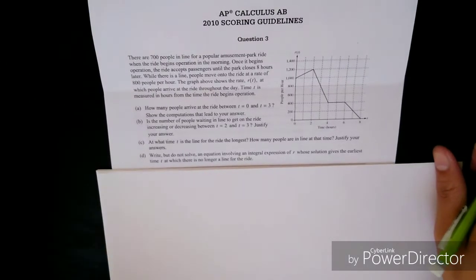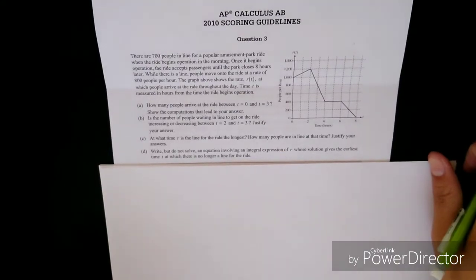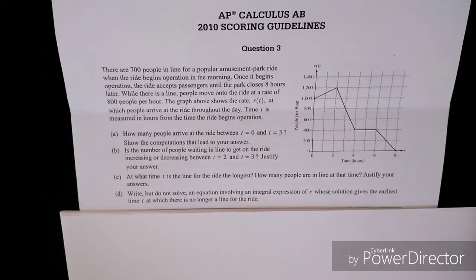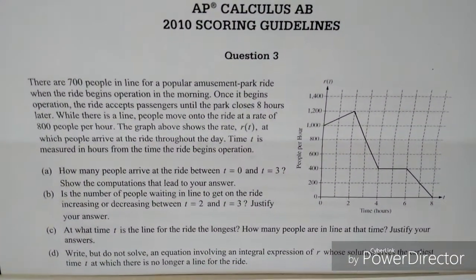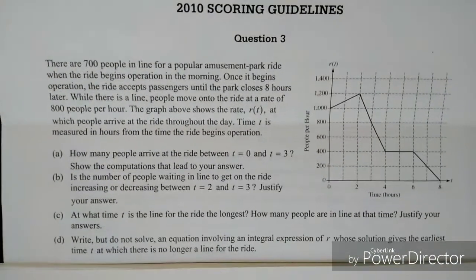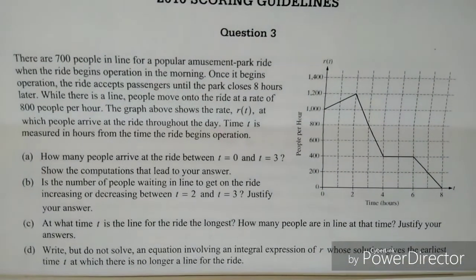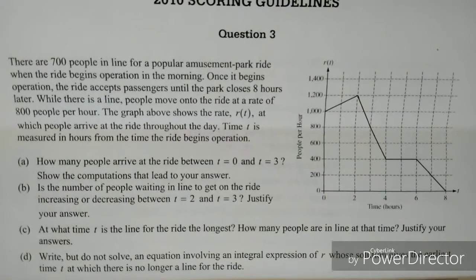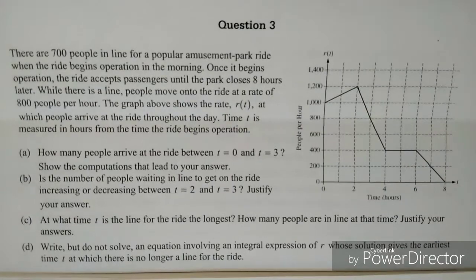This is AP Calculus AB, year 2010, free response question number 3. For this problem, there are 700 people in line for a popular amusement park ride when the ride begins operation in the morning. Once it begins operation, the ride accepts passengers until the park closes 8 hours later. While there is a line, people move onto the ride at a rate of 800 people per hour. The graph above shows the rate R of t at which people arrive at the ride throughout the day. Time t is measured in hours from the time the ride begins operation.